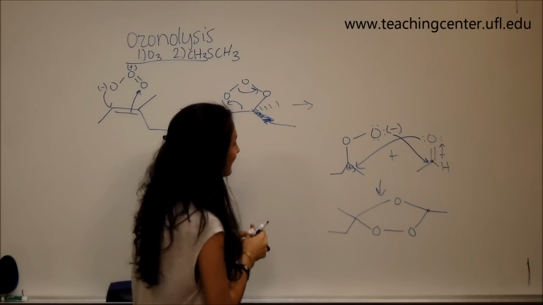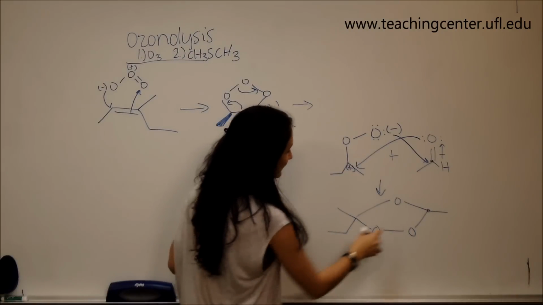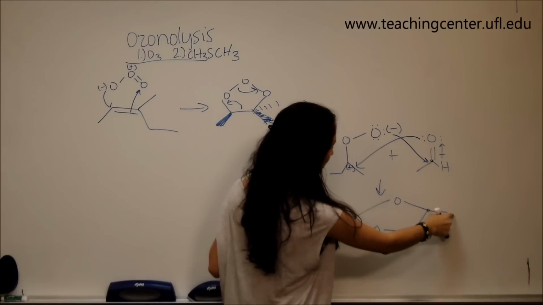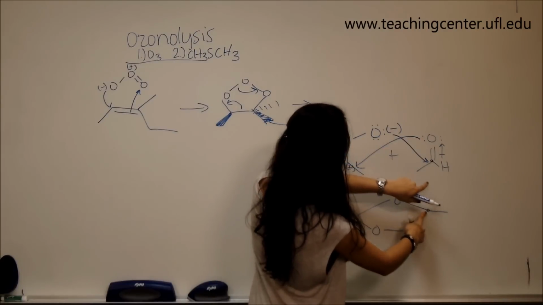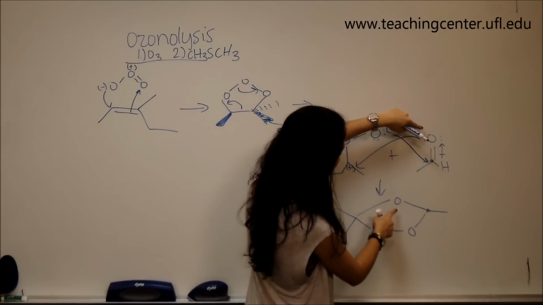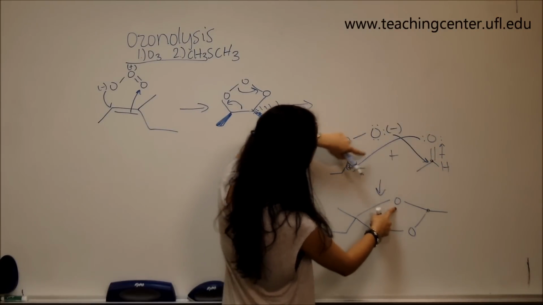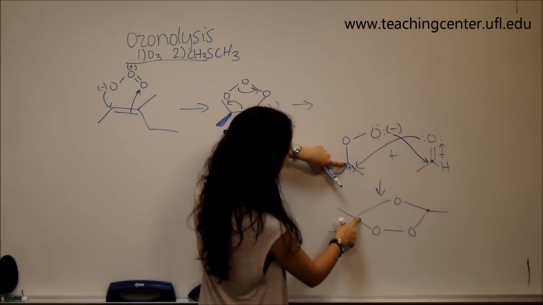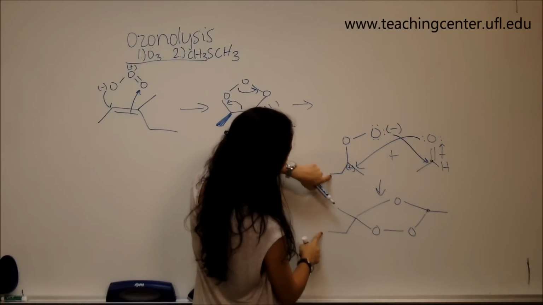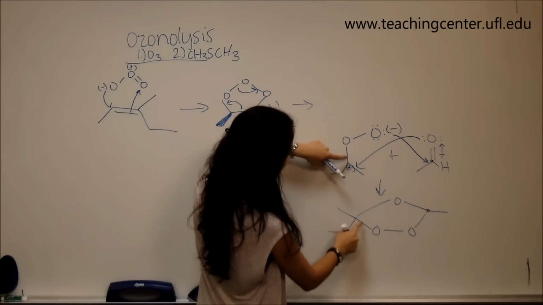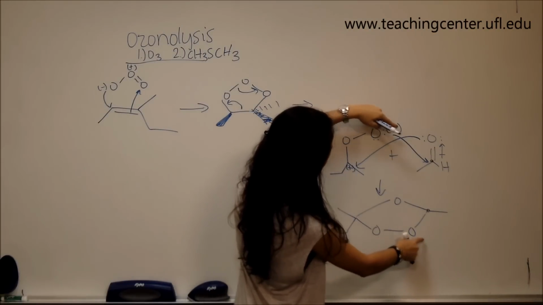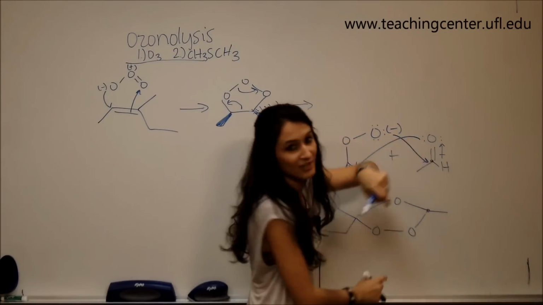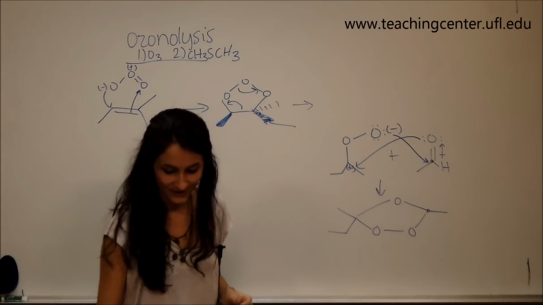Let me see if I can do it again. So what you end up getting is this carbon here attached to this carbon. This carbon is also attached to this oxygen, right? This oxygen attacked this carbon here, which is attached to these two things. This carbon is also attached to this oxygen and this oxygen, which attacked this oxygen. So hopefully that makes sense for you guys.